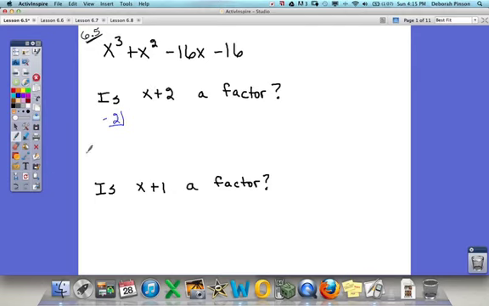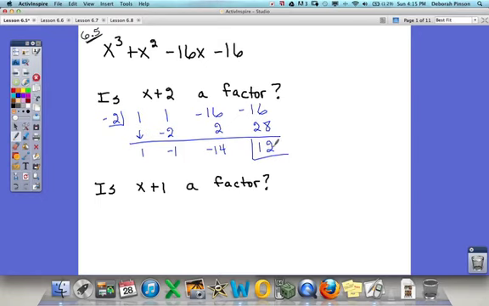Negative 2 is going to go in my box, and then I put my coefficients. Okay, then I'll go through and do my synthetic division, and we'll see what happens. Now, if you see this, we do have a remainder. What that means is x plus 2 is not a factor. Okay, let's check on the x plus 1.